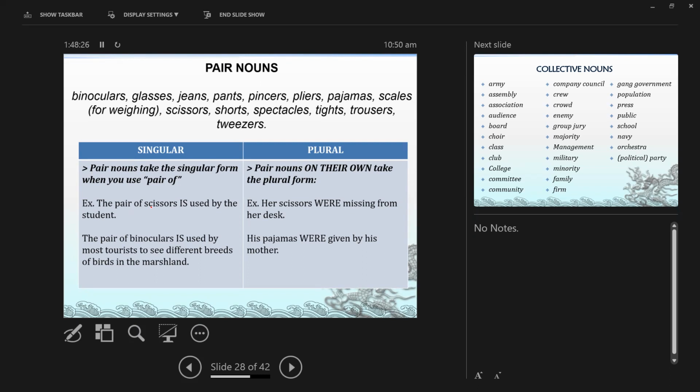Another example. Where can I find my tweezers? Oh, the pair of tweezers is on the table. Yung pangbunot ng kilay. The pair of tweezers is on the table.